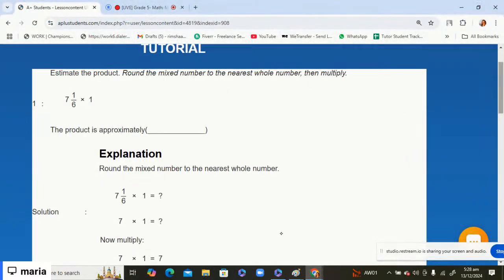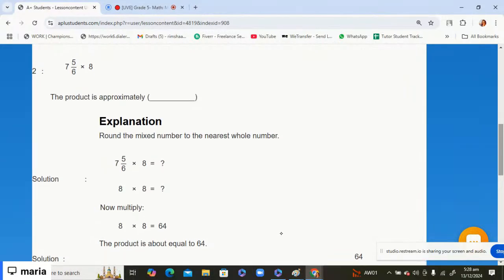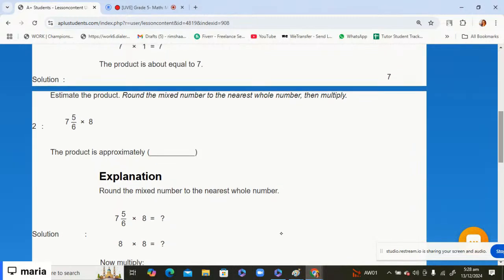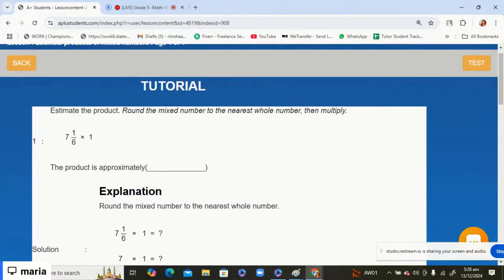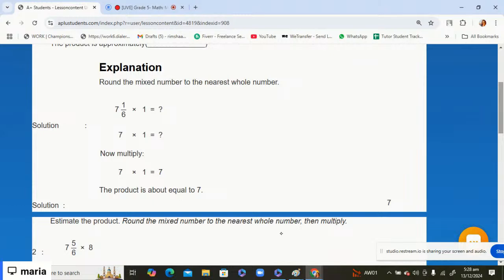But if they are saying, okay, so here is the question, for example, they are saying to estimate the product and round the mixed number to the nearest whole number and then multiply. We are just going to round this mixed number into a whole number. So when we see 7 and 1/6, this can be rounded to 7 and then just simply multiplication. Okay?